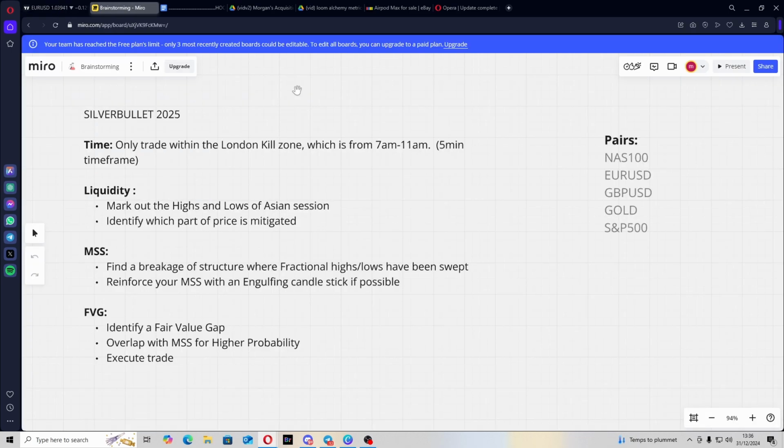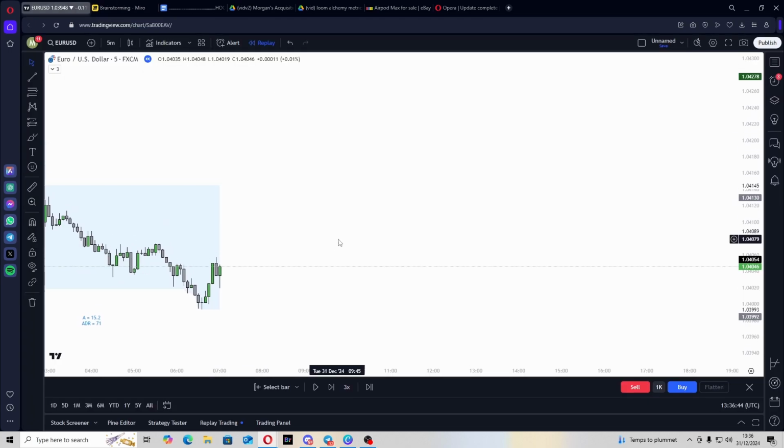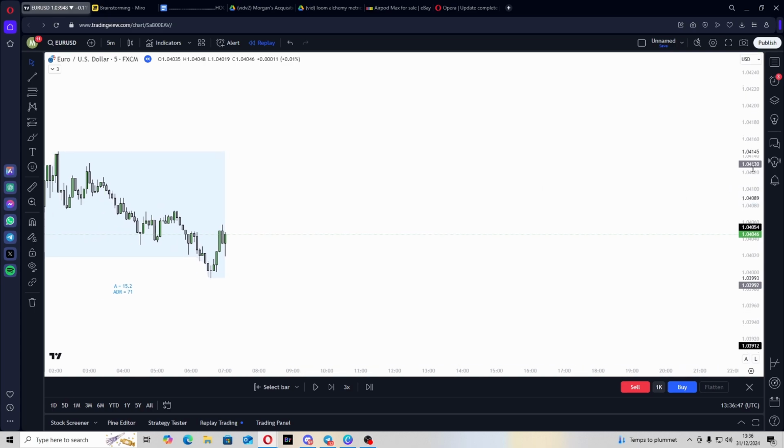This is how we're going to follow this. Okay, this is the silver bullet 2025. We're only going to be trading within the London kill zone, which is from 7 a.m. to 11 a.m. We only trade within the 5-minute time frame. So what we need to do is mark out the highs and the lows of Asian session and identify which side is swept. Let me tell you exactly what I mean by this.